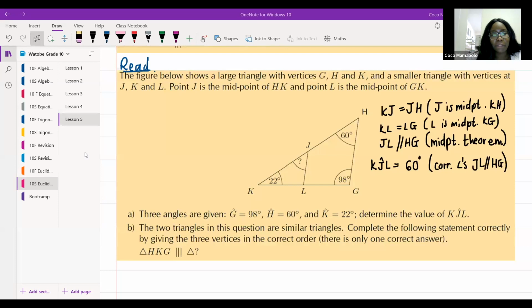When you say KJL equals 60, I don't know how to put this, but when the lesson started, you told us about the corresponding angles. Yes, so is the 60 the one at angle H? Yes, and it's equal to that angle there because it's in the F. Do you see the F? Do you see it?